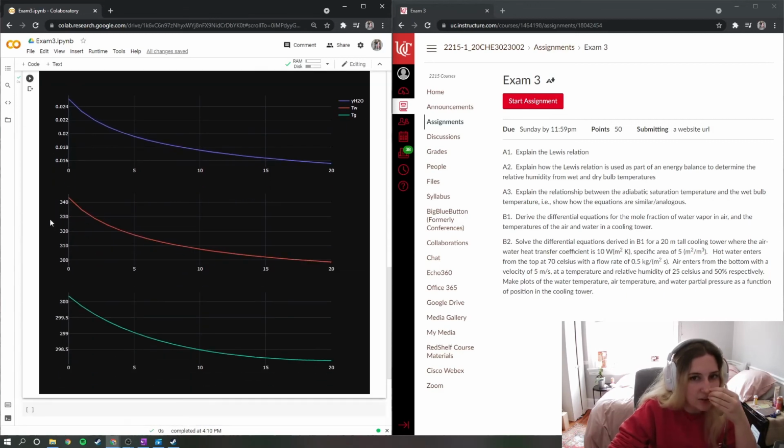And now we have our beautiful plots. So this makes sense. They're all decreasing throughout the position of the cooling tower, which is what we would expect the molar fraction of the water, the temperature of the water, and the temperature of the gas to do here.